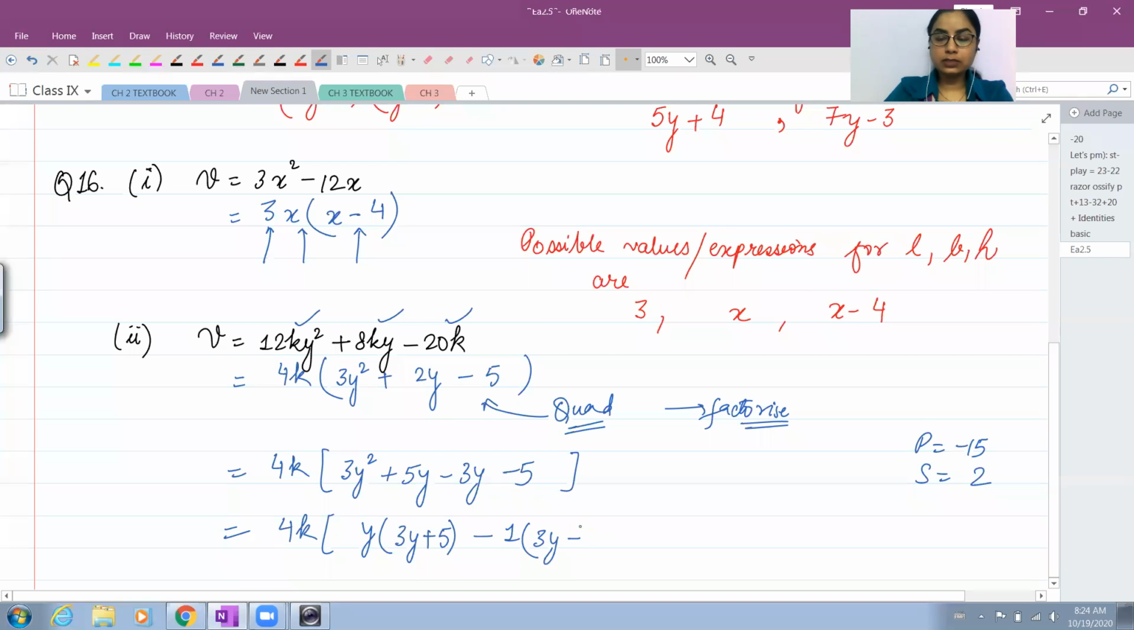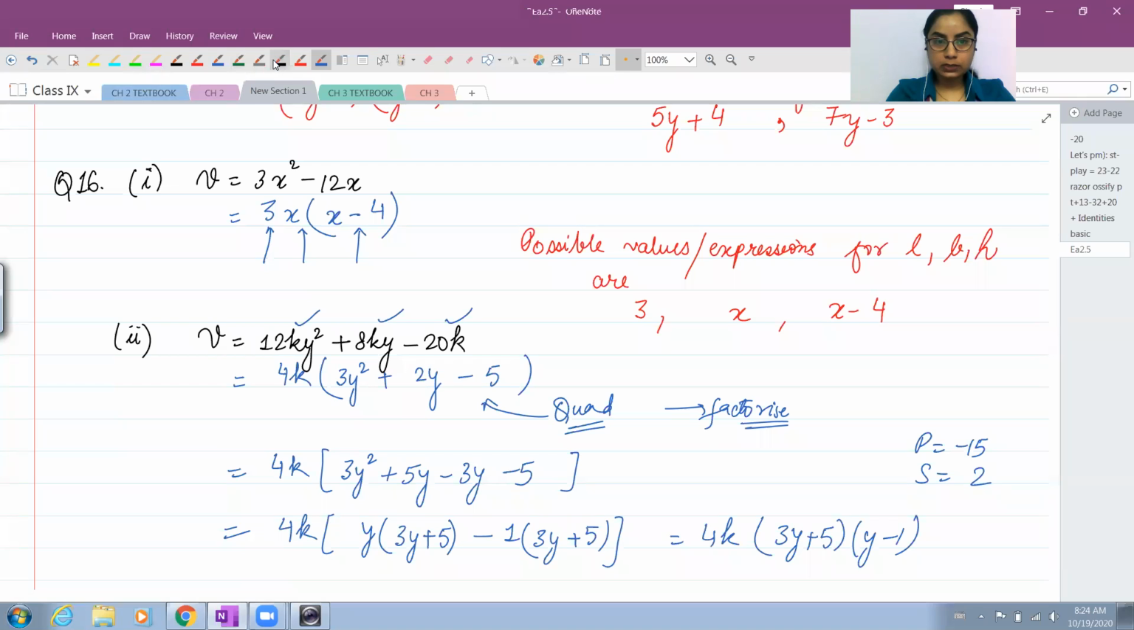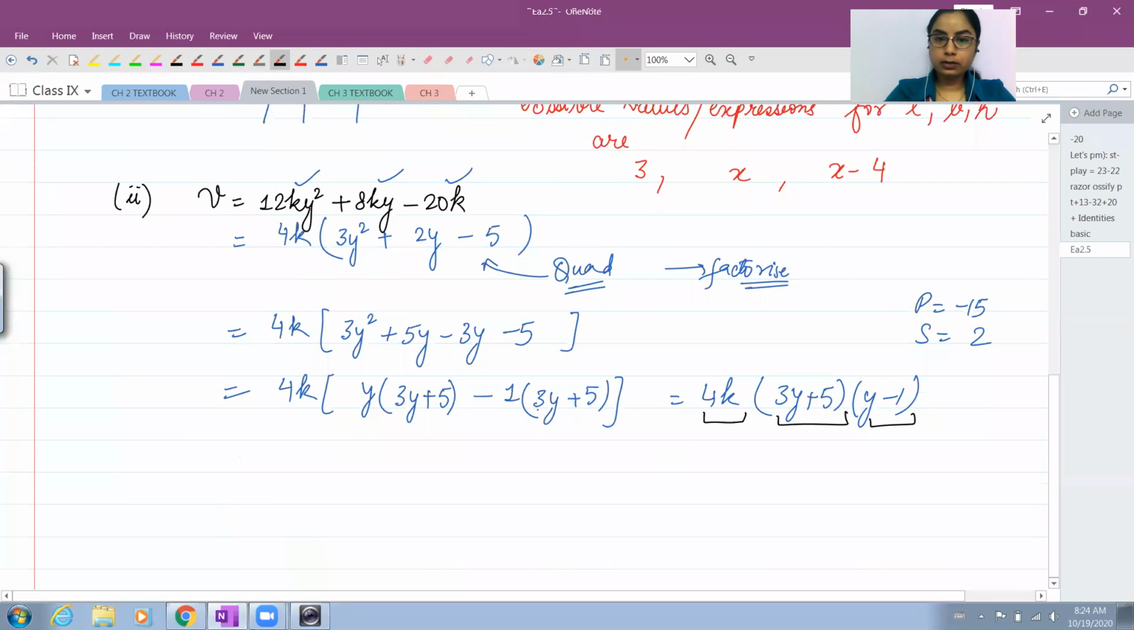The middle two terms, the ones I've split up, you can reorder in order to factorize easily. So we get 4k and the product of 3y plus 5 and y minus 1. And right now you need to pick the factors carefully, the expressions which are representing length, breadth and height. So these are the three values which could represent the length, breadth and the height for the cuboid referred here. So L, B, H are represented by 4k, 3y plus 5 and y minus 1.